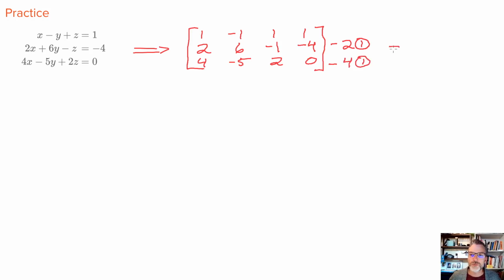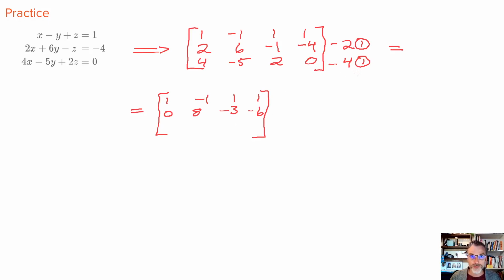Okay, and we'll talk more about what kind of choices you'd like to make when you're doing this kind of thing. But for now, you just get used to writing these coefficient matrices and just kind of playing with the row operations, just getting used to how it works. So here I subtracted 2 times row 1 from row 2, so I had 2 minus 2. Now I have 6 minus 2 times minus 1, that's going to give me 8. Then minus 1 minus 2 times 1, so that's minus 3. Then minus 4 minus 2 times 1, minus 6.